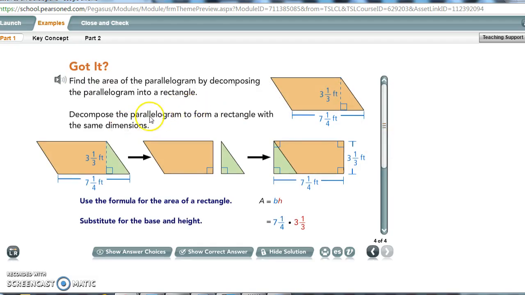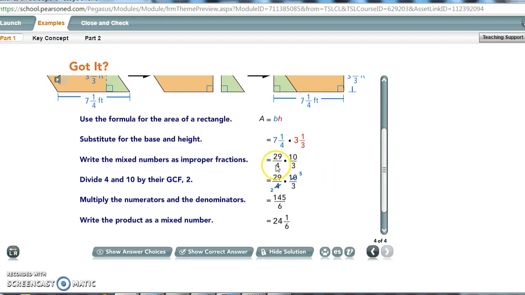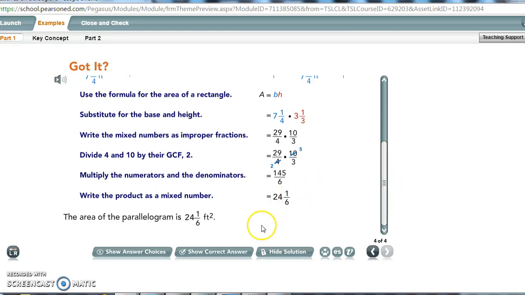Again, here's what they did. Decompose the parallelogram to form a right angle, or a rectangle, with the same dimensions. So they took this triangle and they put it over to the left-hand side. Use the formula of a rectangle, base times height. So they did the wheel. They got 29 over 4 times 10 over 3. They saw that those two sides, or the two angles, both had 2 as factors, so they took that out. They got 145 over 6, which simplifies to 24 1/6. You're going to notice they put feet squared because we're dealing with area.